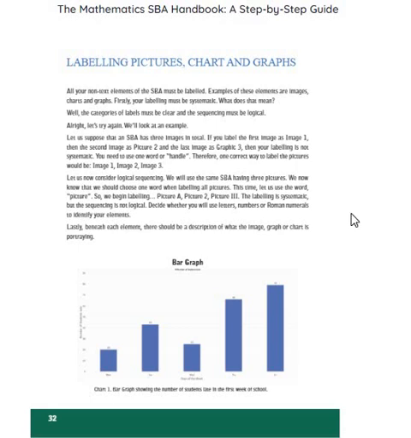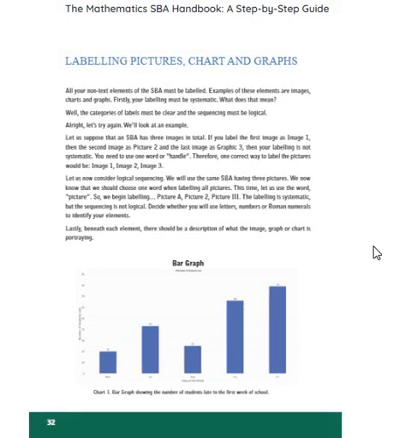Labeling pictures, charts, and graphs. All your non-text elements of the SBA must be labeled. Examples of these elements are images, charts, and graphs. Firstly, your labeling must be systematic. What does this mean? Well, the categories of labels must be clear and sequencing must be logical.